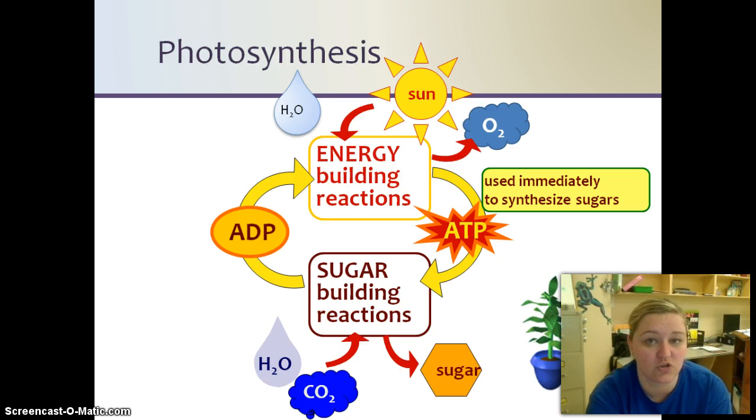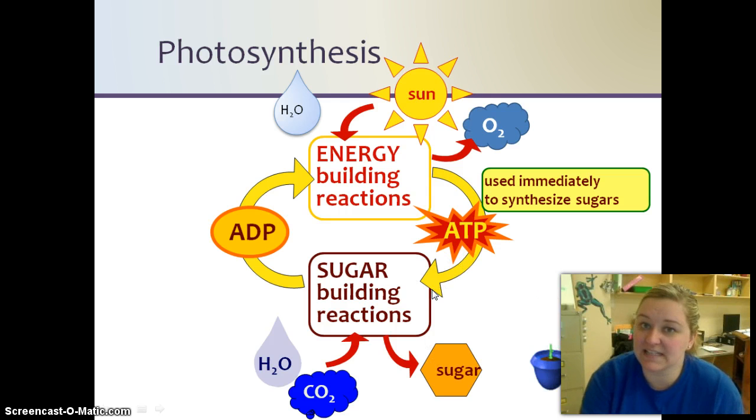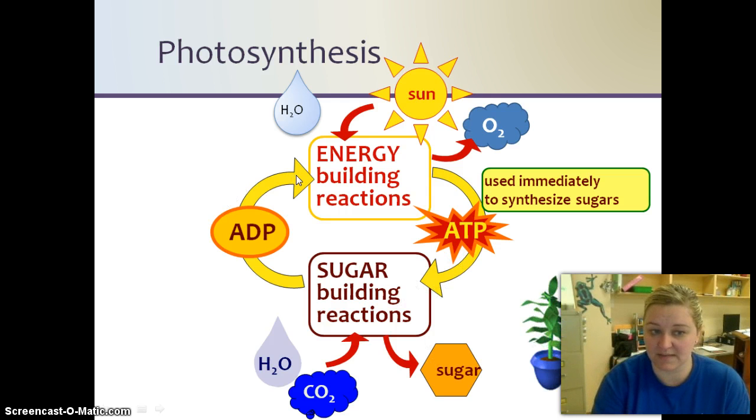So the ATP is used right away. We take that ATP, add some CO2 and some water to it, and we build the sugars. The sugar is what the plant really wants. Then remember, ATP, whenever it's been used, becomes ADP. So the whole process starts over again.